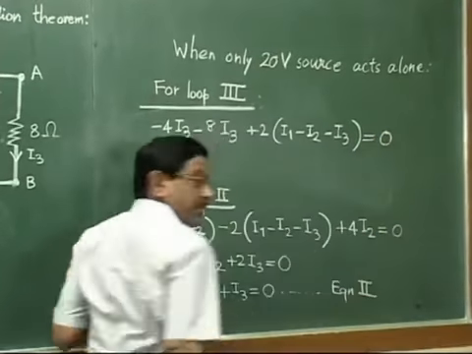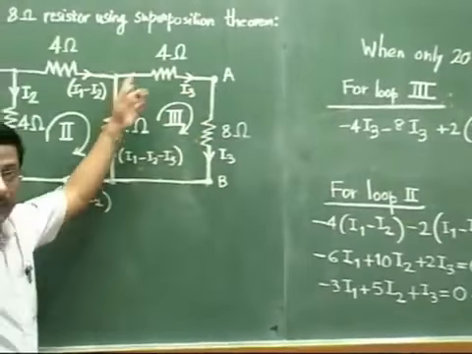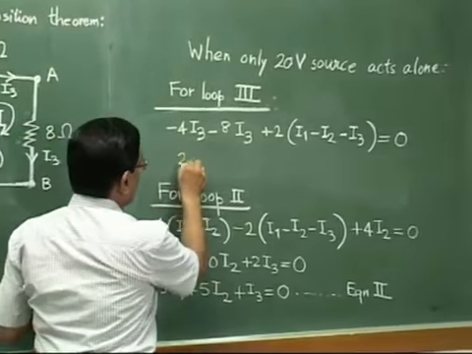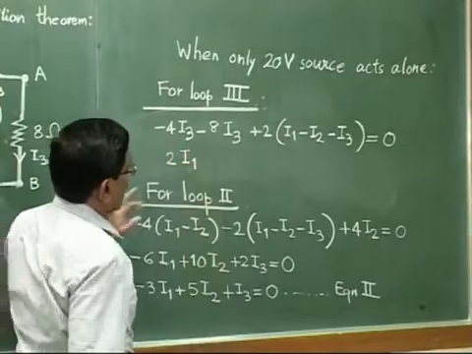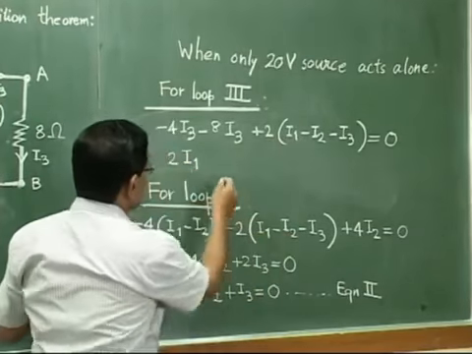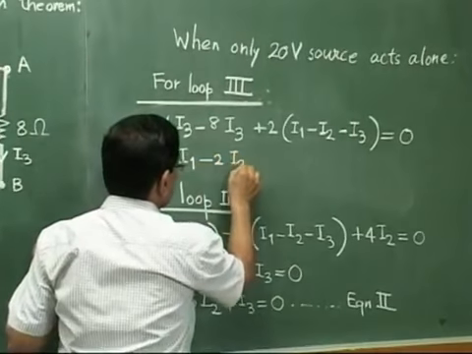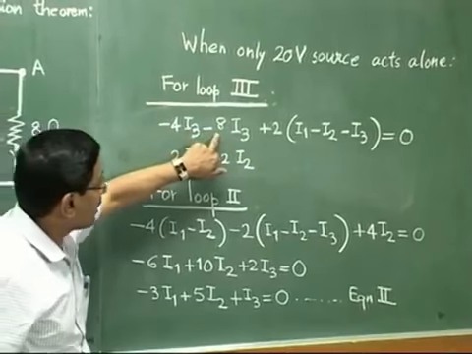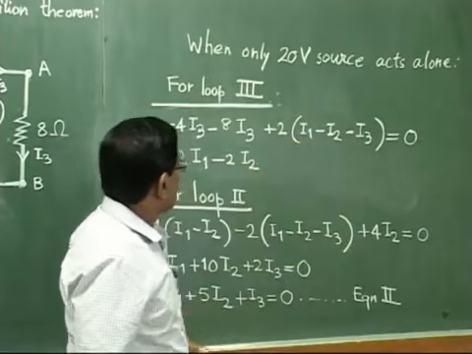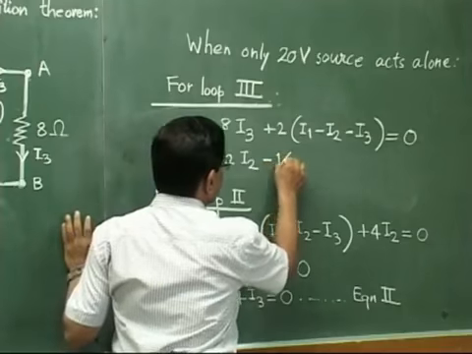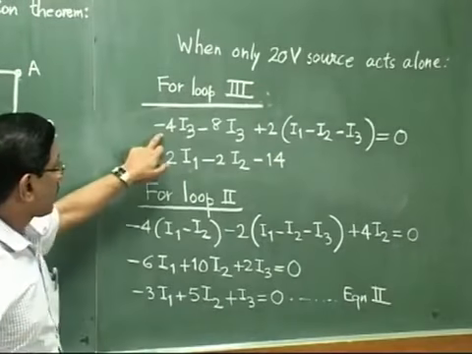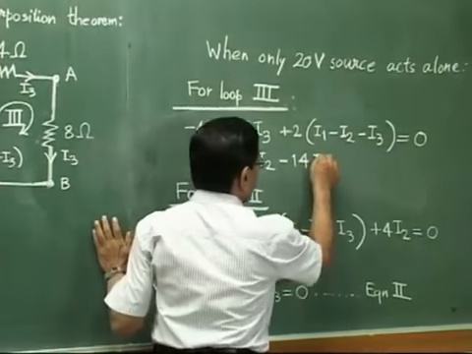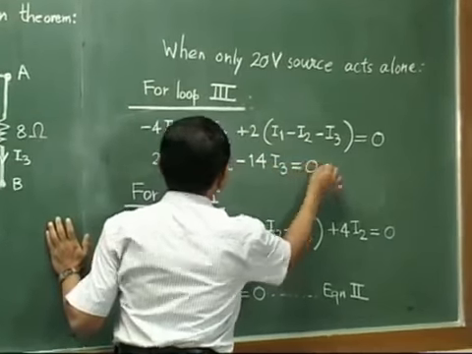Again, no constant term, because in this third mesh also, there is no battery. And just make it simpler, I1 terms, it will be +2I1. I2 terms -2I2. Then I3 terms, -4I3, -8I3 is -12I3. And this is again -2I3. So -14I3. Let us check every time. 4, 8, 12, 12 and again 2. So -14I3 must be equal to 0.